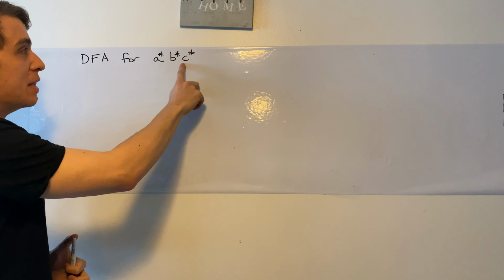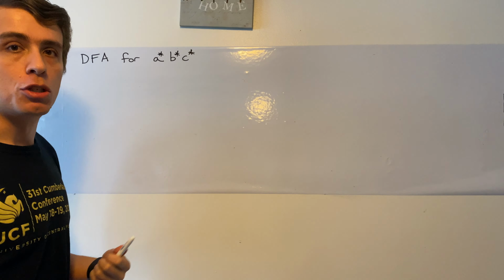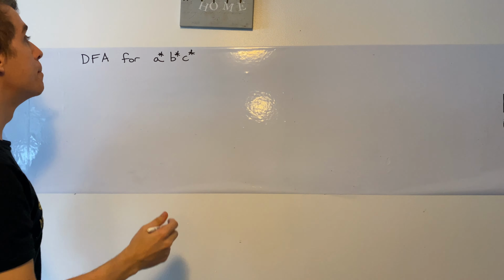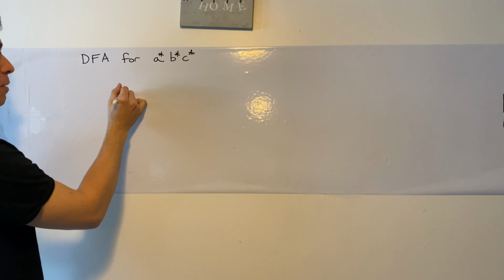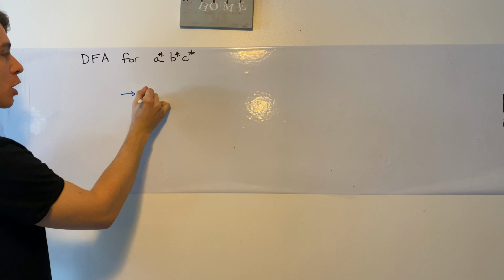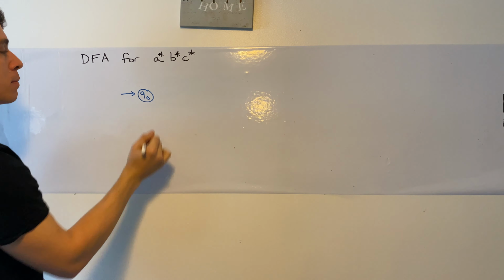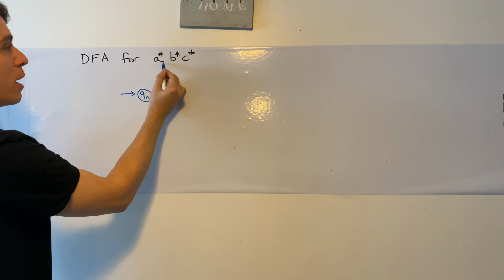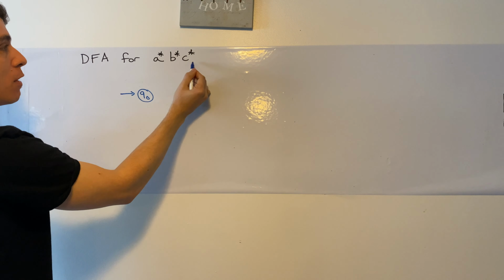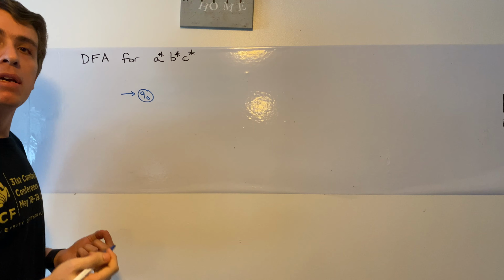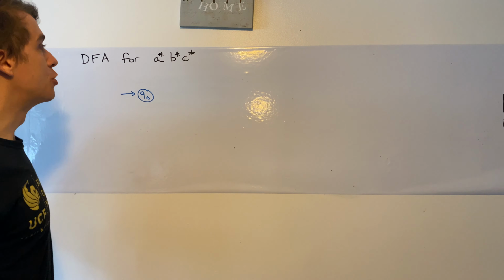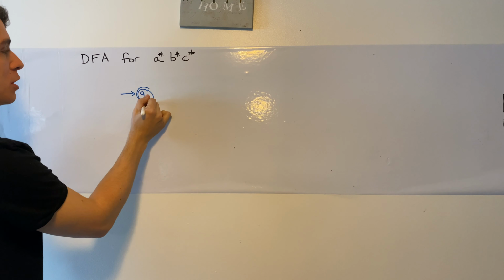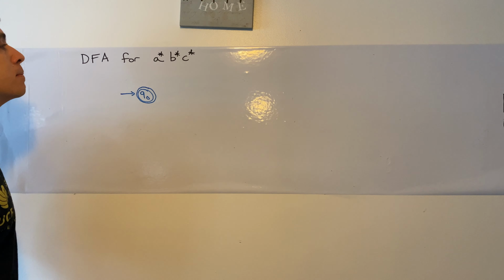So if you know that this is a regex, you could convert this to an NFA and convert that to a DFA, but let's do this in a direct way. So if we're destined to make a DFA, we always need a start state. I'm going to call it Q0. And look at this. This says zero or more A's, followed by zero or more B's, followed by zero or more C's. Well, if we choose zero for all of them, then we have the empty string. So in the DFA, that corresponds to making the start state an accept state.